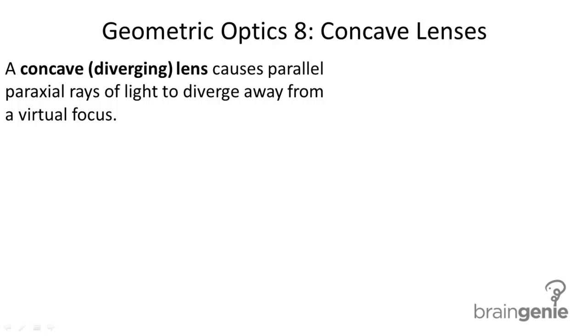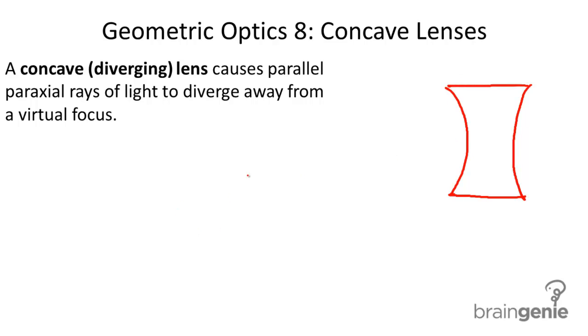Geometric Optics 8, Concave Lenses. A concave or diverging lens causes parallel paraxial rays of light to diverge away from a virtual focus. To give you an example, let's draw a concave lens now. So a concave lens looks something like this.